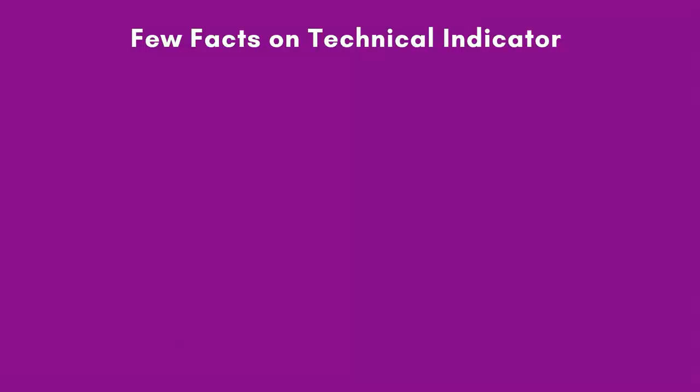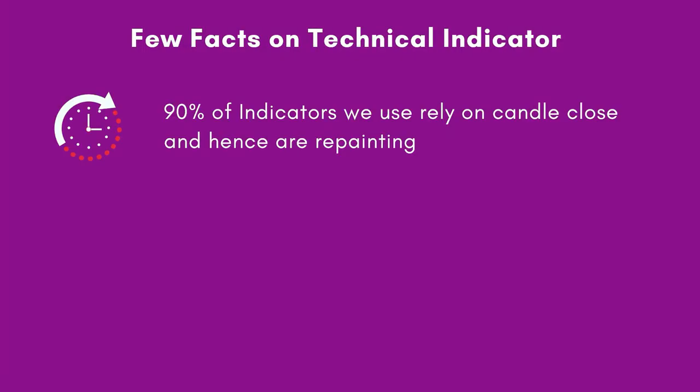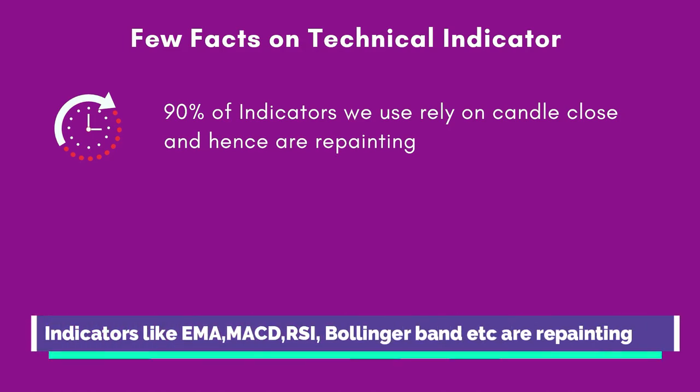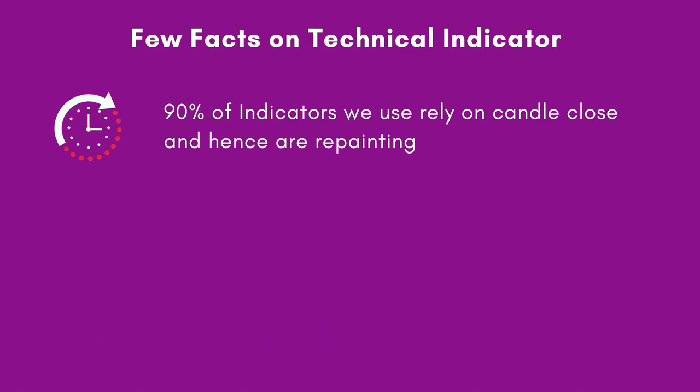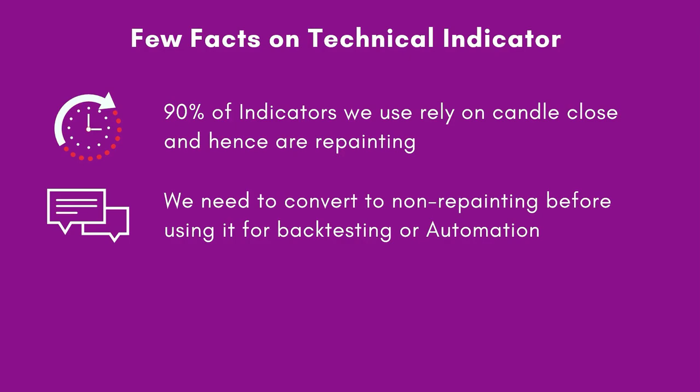So a few facts on technical indicators before we move ahead. 90% of the indicators we use rely on candle close and hence are repainting. You can use Supertrend, moving average, MACD, RSI, Bollinger Band, Ichimoku. You can use absolutely any indicator in the market. 90% of them rely on candle close and hence they are repainting in nature. Either shift the entry to the next candle or switch to candle's open instead of candle close to make it non-repainting. We need to convert to non-repainting before using it for backtesting or automation, as explained to you already.